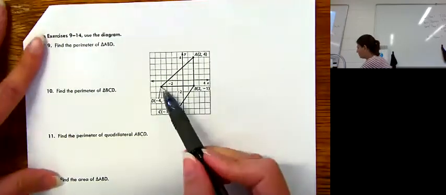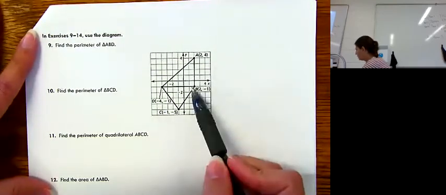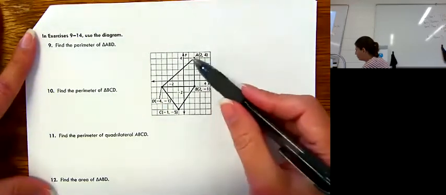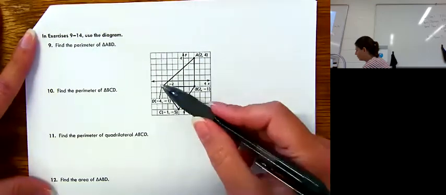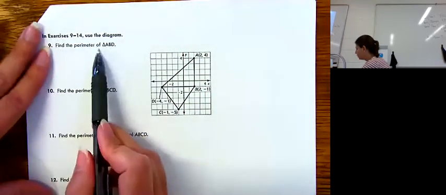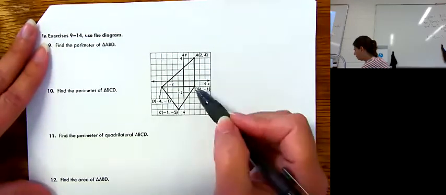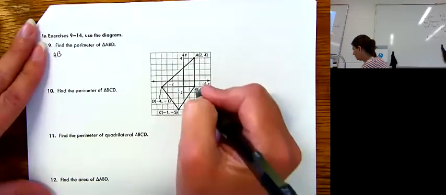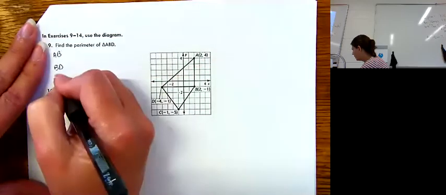So here again, we basically have a picture where we have triangle ABD. We also have triangle CBD. And if we combine those, we have a quadrilateral ABCD. So the first thing they want us to do is find the perimeter of triangle ABD, so this top triangle. So we need to find the length of AB, from B to D, and also from D to A.